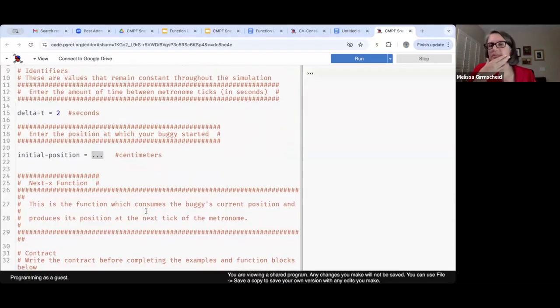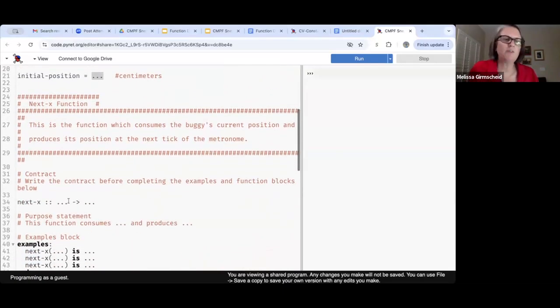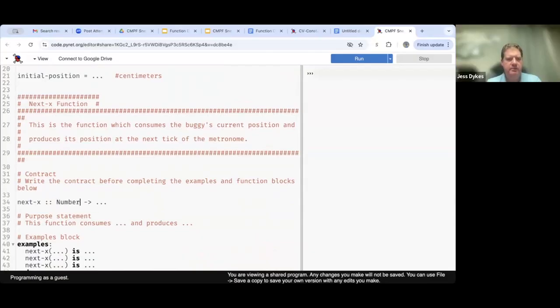Jess, do you want to scroll in and type in the contract and purpose statement that we put in the function design already? Is that what it is on the screen?